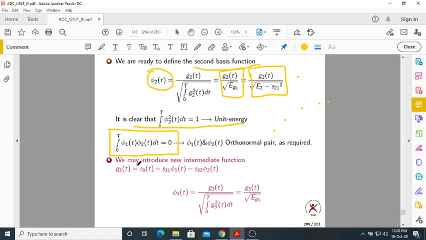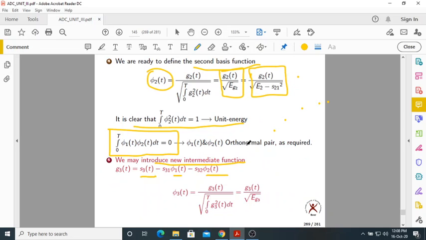Now, next step. One more intermediate function, g3 of t. What is g3 of t? S3 of t minus s31 phi1 of t minus s32 phi2 of t. From the previous steps, we found phi1 of t and phi2 of t. S3 of t will be given to you. So we have to find phi3 of t. How to get phi3 of t? Just the same procedure; it repeats. You follow the same procedure. Phi3 of t is g3 of t divided by its energy, g3 of t by the root of Eg3.